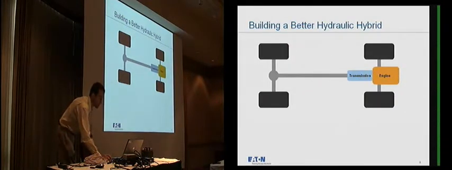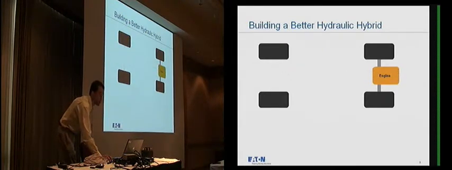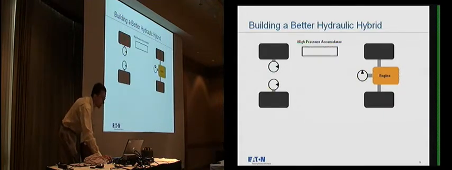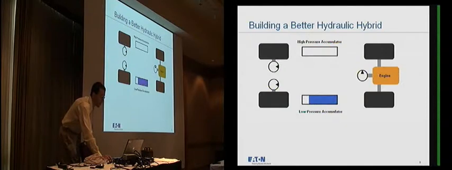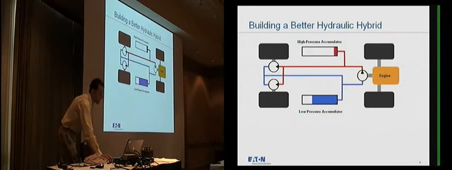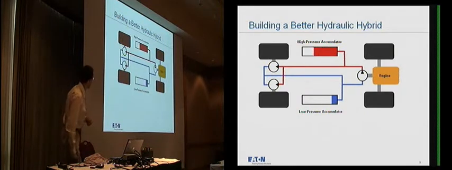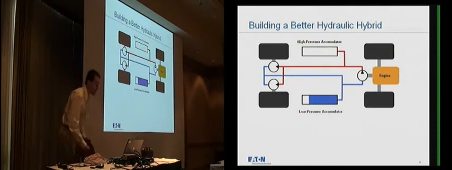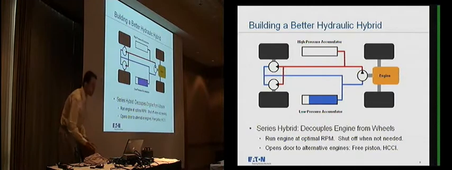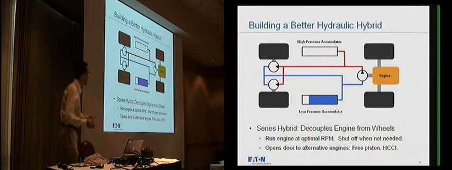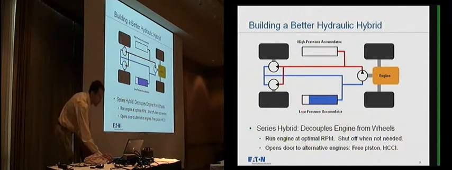So now what we're going to do is get rid of the transmission and the drive shaft and the rear diff. In its place, we'll put a pump, we'll put a couple of motors on the rear wheels, we'll add a high pressure and a low pressure accumulator, and then we'll lay down some plumbing. So there's some high pressure lines, and here's some low pressure lines. Now the engine is basically just charging up the accumulator, and the motors are using that charge. So this is known as a series configuration, and this is nice because we've completely decoupled the engine from the wheels of the truck. It allows us to run the engine at its optimal RPM.